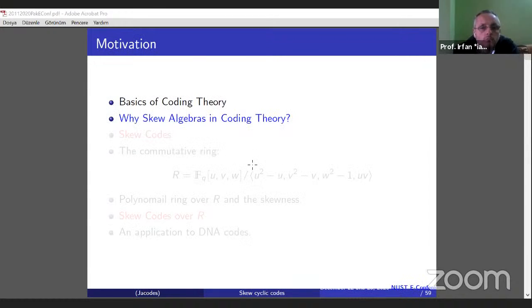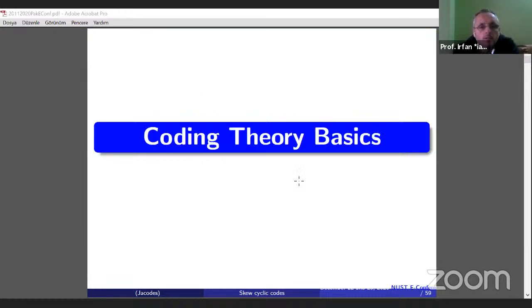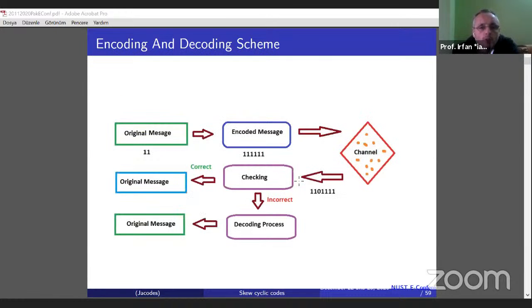Okay, so the ring here is a quotient ring with 3 variables that we are going to attack, where we have u, v, w with specific constraints. u squared is u, v squared is v, and w squared is equal to 1, and u times v is 0. Okay. So what is coding theory about?